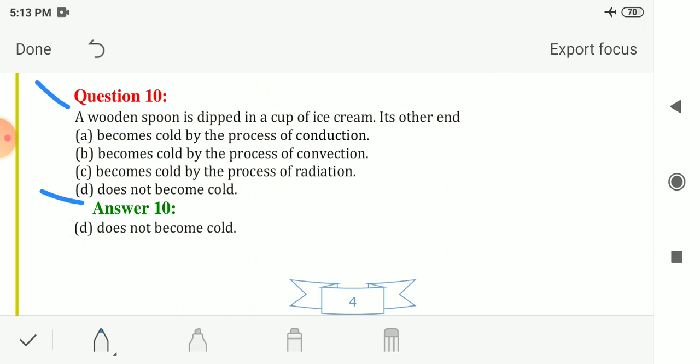As we had seen, the spoon is wooden, and wood is a poor conductor, or you can say an insulator, of heat. So heat will not transfer through this wooden spoon, so the other end of this wooden spoon will not become cold. So the answer is option D, does not become cold.